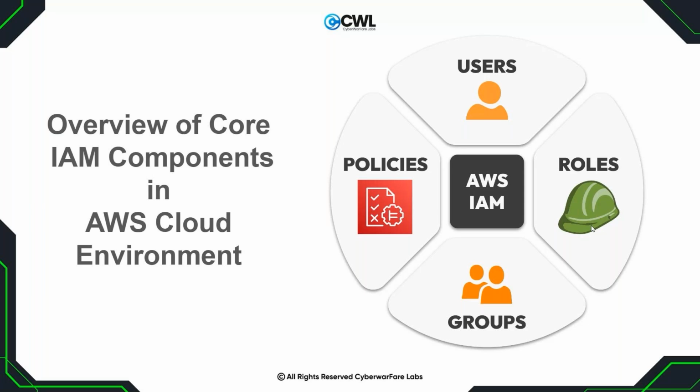And the last component that we have is our policies. Policies are documents that define permissions by specifying which actions are allowed or denied for particular resources. We will be looking at examples of policy structure such as JSON formatted policies, AWS managed policies, customer managed policies, and inline policies. We'll be seeing all kinds of policies in the later part.